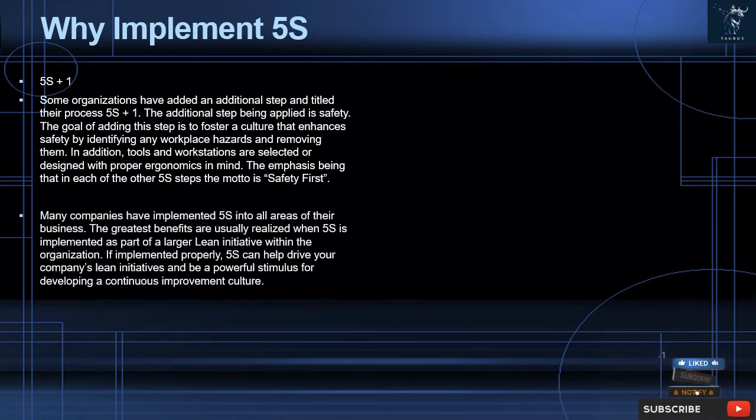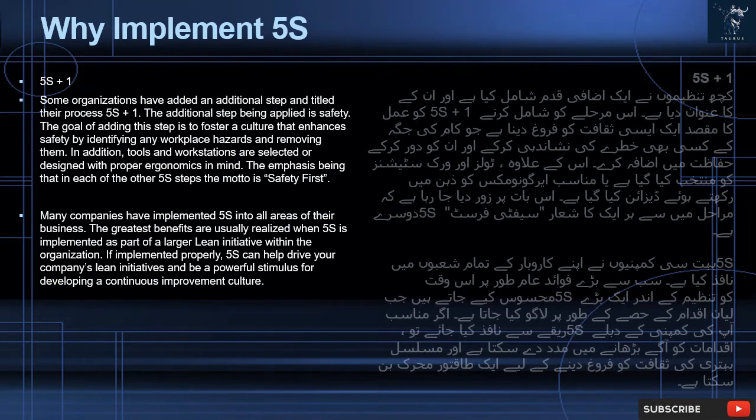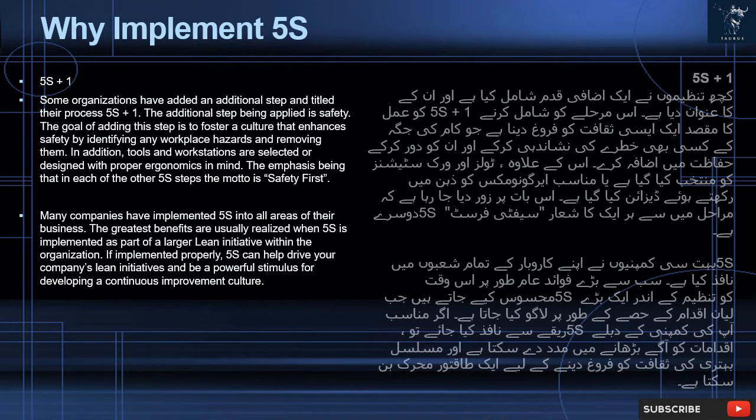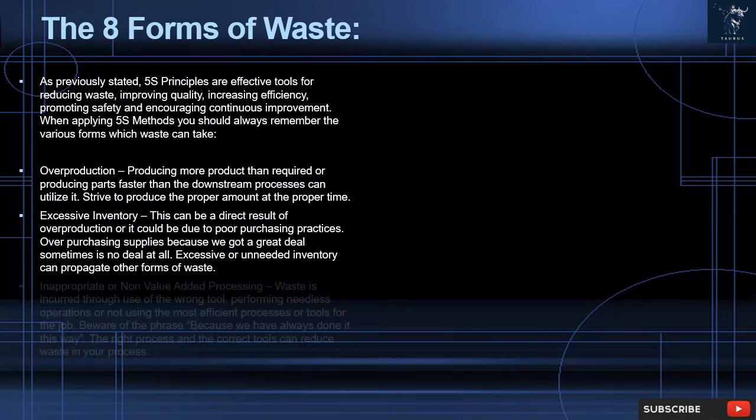Many companies have implemented 5S into all areas of their business. The greatest benefits are usually realized when 5S is implemented as part of a larger lean initiative within the organization. If implemented properly, 5S can help drive your company's lean initiatives and be a powerful stimulus for developing a continuous improvement culture. As previously stated, 5S principles are effective tools for reducing waste, improving quality, increasing efficiency, promoting safety, and encouraging continuous improvement. When applying 5S methods, you should always remember the various forms which waste can take.